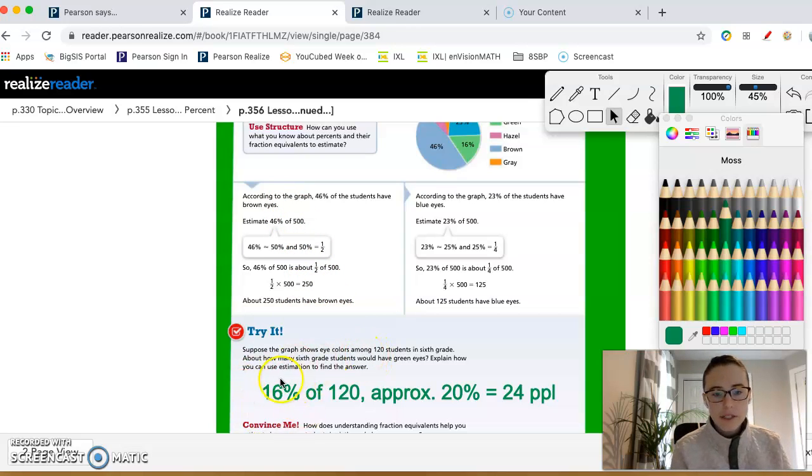So I'm going to round this 16%. I rounded it to 20%. And 20% is 1/5 of 100%. So if 120 equals 100%, I want 1/5 of that. So I'm going to divide 120 by 5. 100 divided by 5 is 20. 20 divided by 5 is 4. 20 plus 4 equals 24. So 24 people would equal 1/5 or 20% of the 6th grade, representative of people with green eyes. Okay, let's go on to our next example.